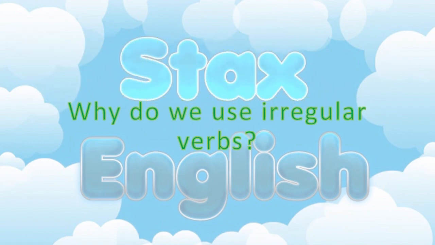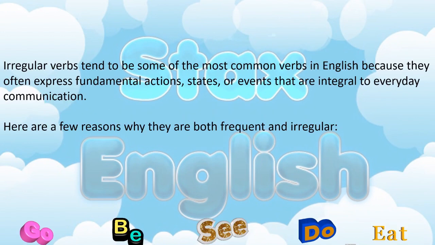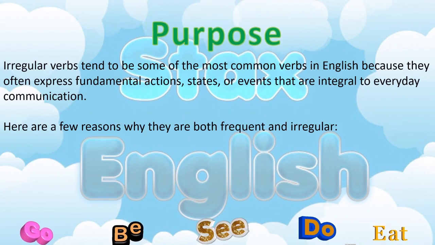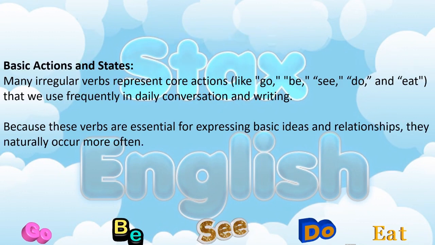Why do we use irregular verbs? Irregular verbs tend to be some of the most common verbs in English because they often express fundamental actions, states, or events that are integral to everyday communication. Here are a few reasons why they are both frequent and irregular.